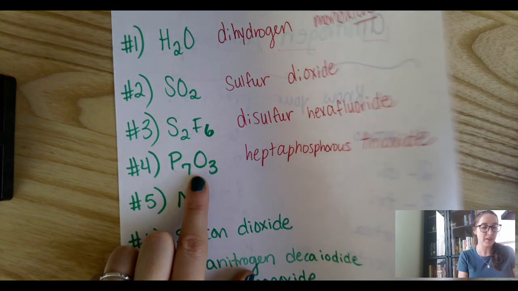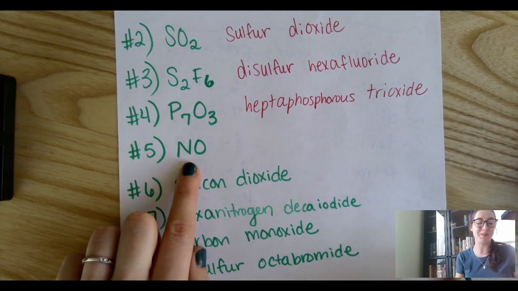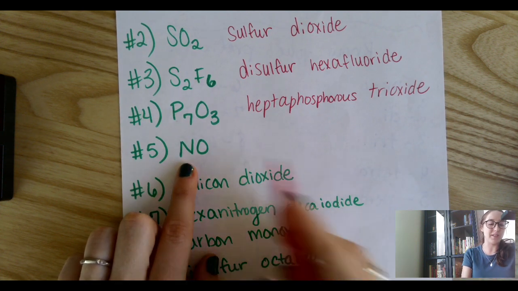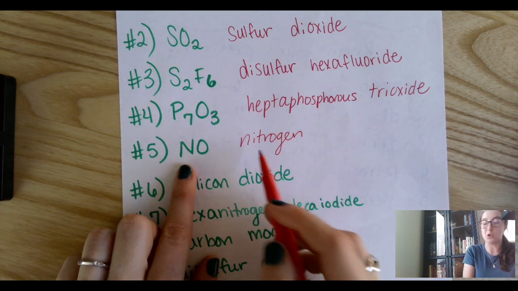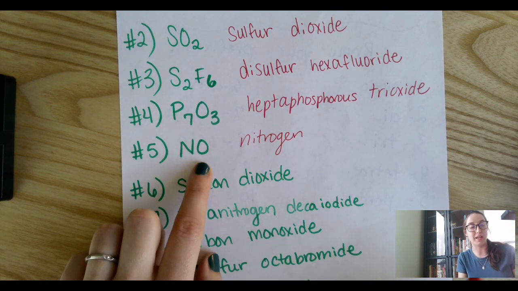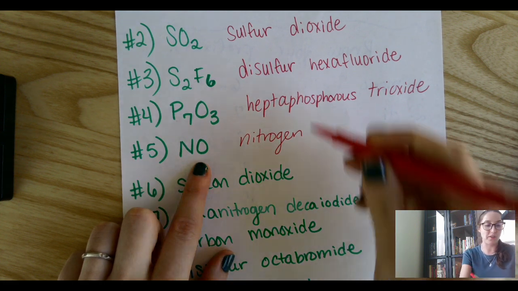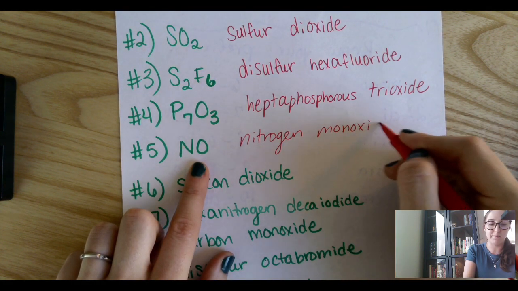All right? Number 5, NO. This is not telling you no, don't do this problem. This is a molecule that's existing here. We've got NO. So this is going to be N is nitrogen. I do have one of them, but I don't say mono for the first element. I have one of the second element as well, but I do say mono for the second element. So we are going to say nitrogen monoxide.